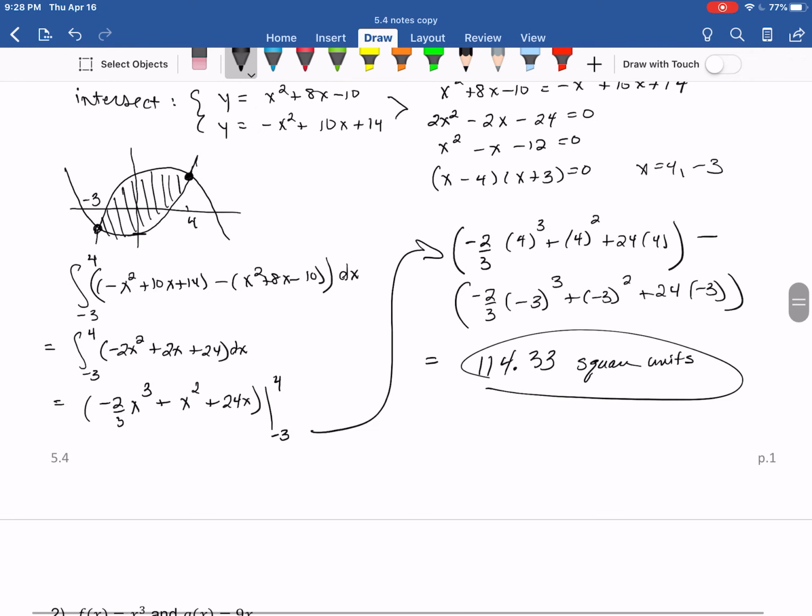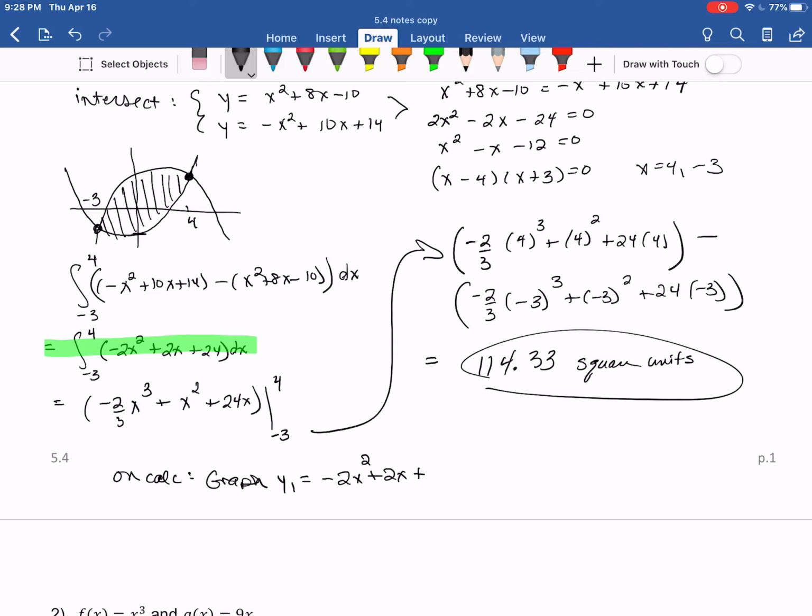to that integral, I would recommend graphing that on your calculator, see what that function looks like. On the calculator, you would graph y1 equals negative 2x squared plus 2x plus 24. And you'd see that function come up on your calculator, and it's going to go something like this.